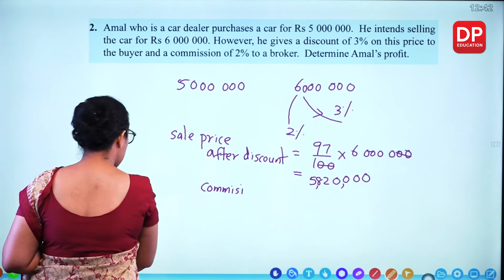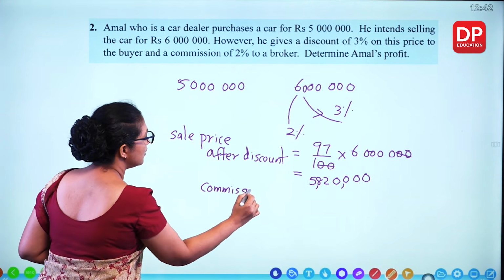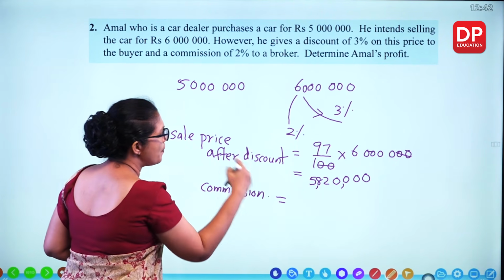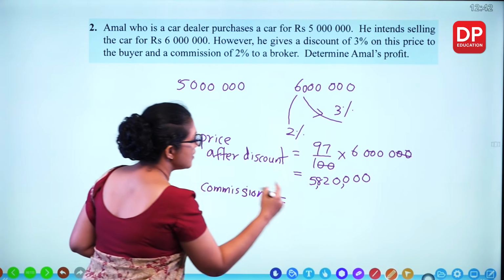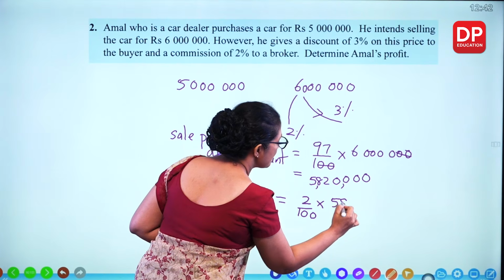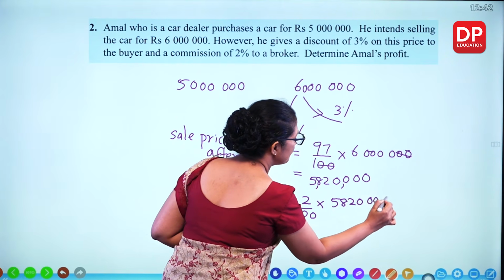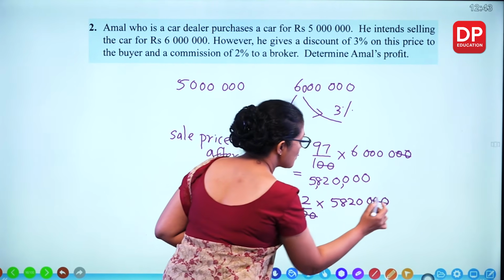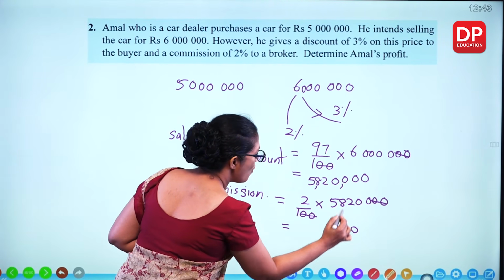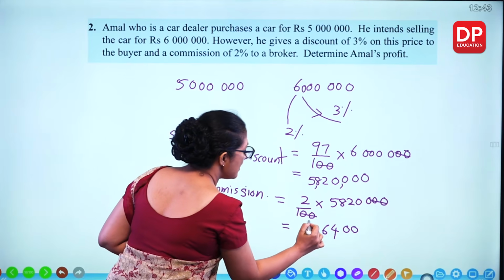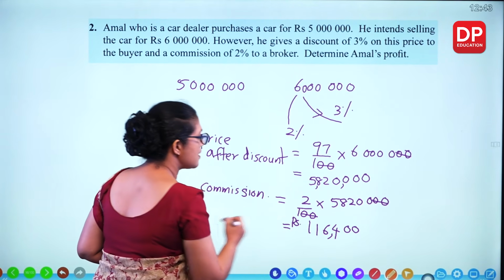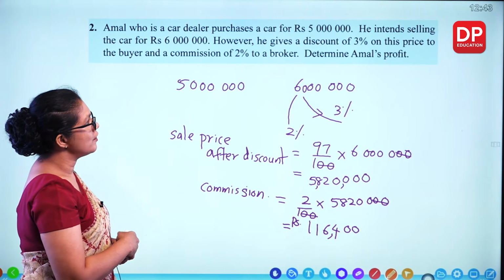Commission is the 2% of the sale price. So 2% of the sale price. 2 zeros multiplied by 2, 0, 0, 4, 16 and 11. So what's the value here? 116,400 is the commission value.